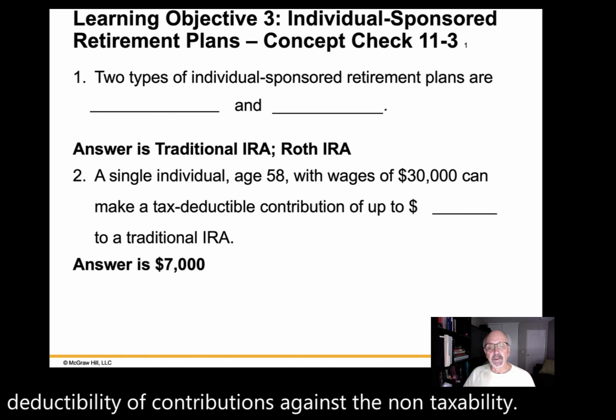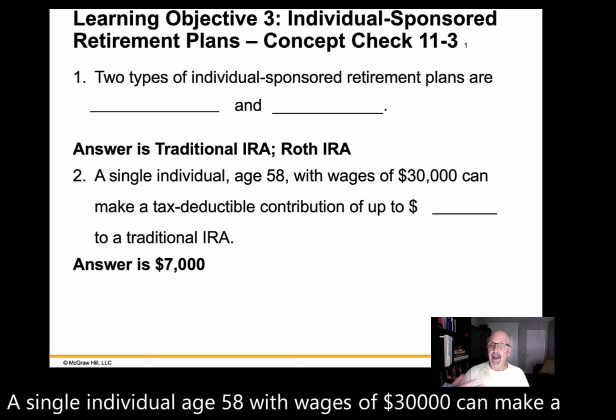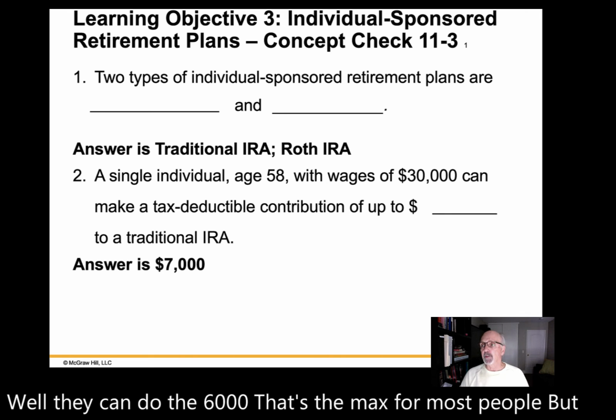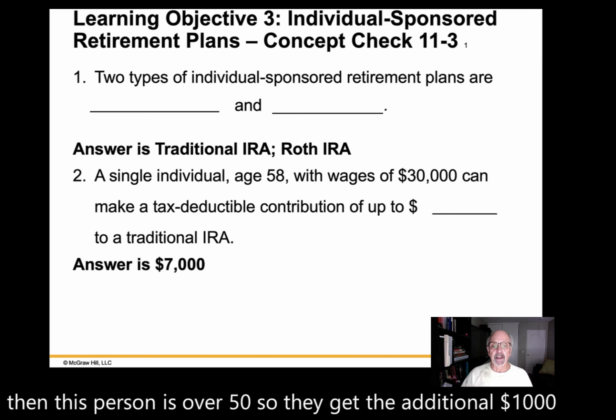A single individual, age 58, with wages of $30,000 can make a tax-deductible contribution of up to X under a traditional IRA. Well, they can do the $6,000. That's the max for most people, but then this person is over 50, so they get the additional $1,000 catch-up. So they get to contribute a total of $7,000.